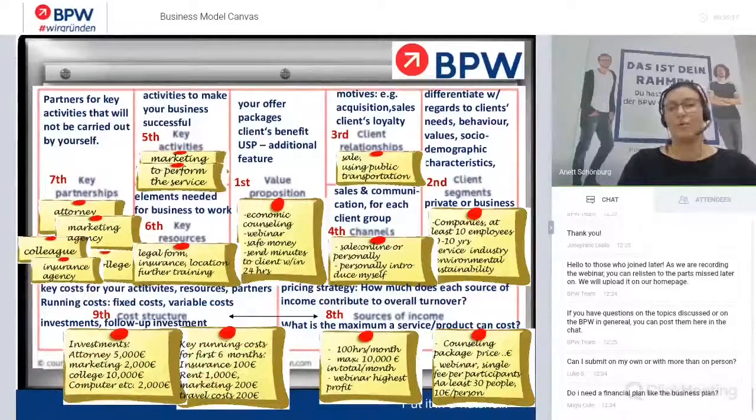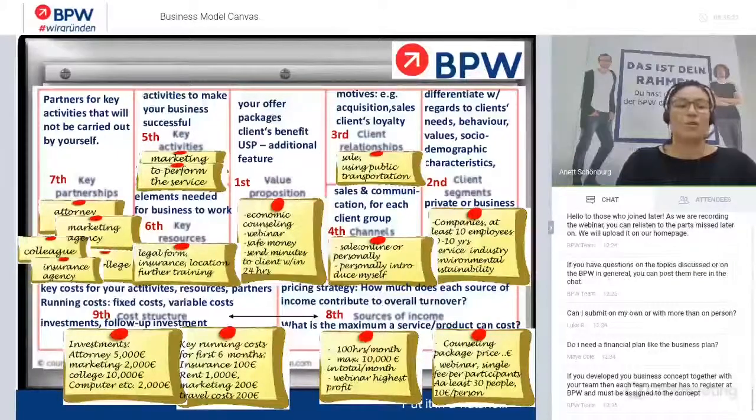Cost structure, component number 9. Describe all costs incurred when implementing your business model. The value propositions, key partners, key resources, and key activity components are all associated with costs.